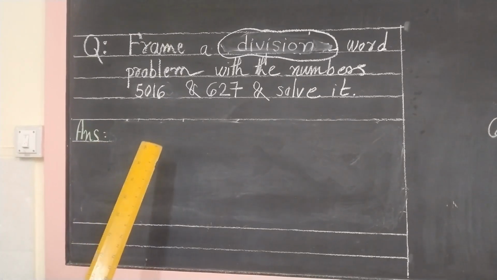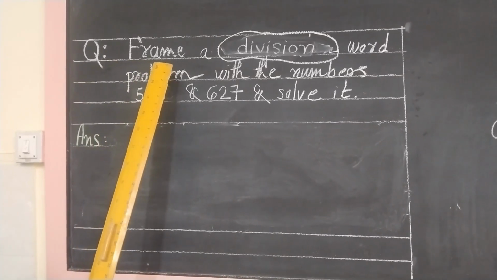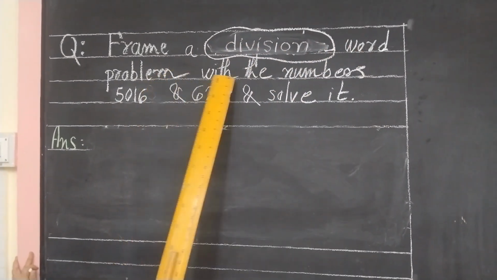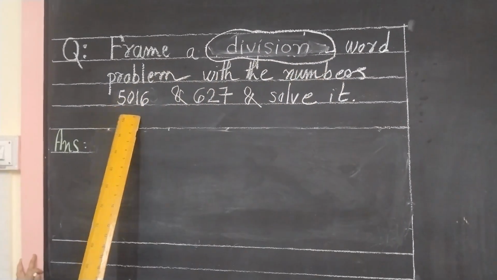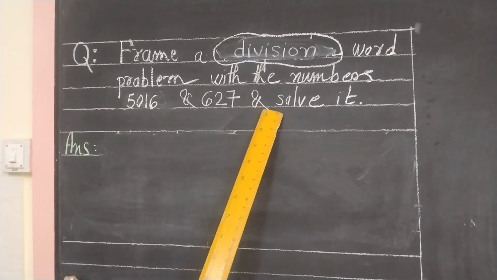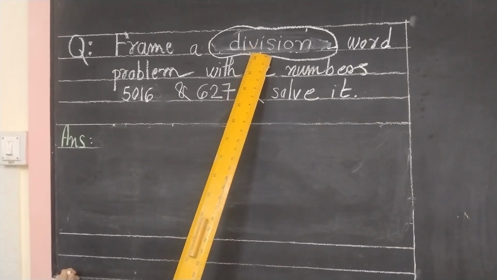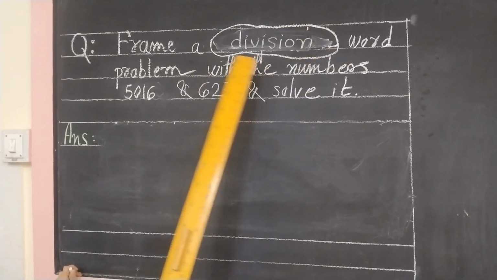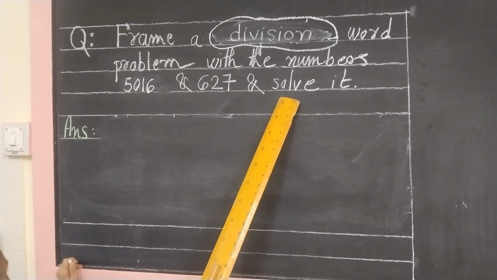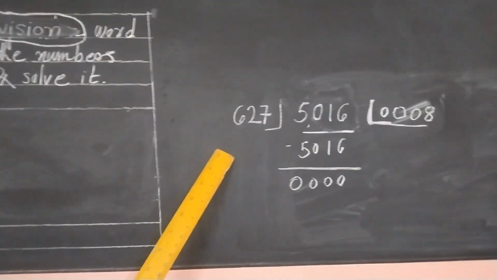Now ready, Beti? Let us take the last question. Frame a division word problem with the numbers 5016 and 627 and solve it. Here the tricky word is division, and hence we have circled it. The second part, that is solving it, we will be doing initially. So this is how we have done.